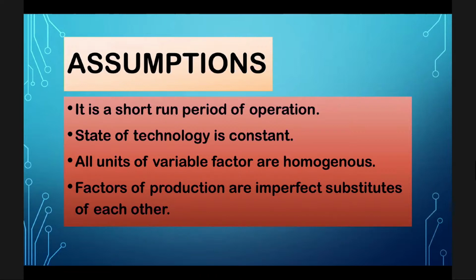All units of variable factor are homogeneous. If we are talking of labor, all of them are homogeneous. It's not that one laborer is very efficient, the other is not efficient, one is very hardworking, the other is not hardworking. They all should be homogeneous. The variable factors should be homogeneous, so that differences in them do not result in differences in output. If there is a difference in output, that should be because of other factors, not because of changes in the variable factor. Factors of production are imperfect substitutes of each other.